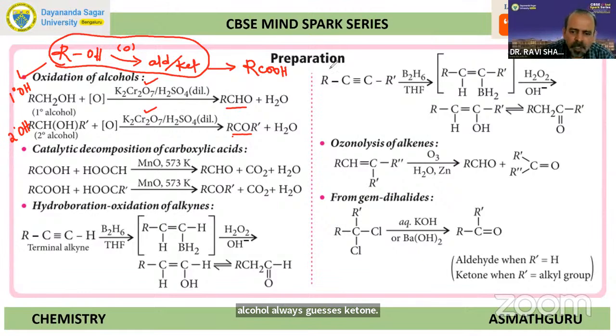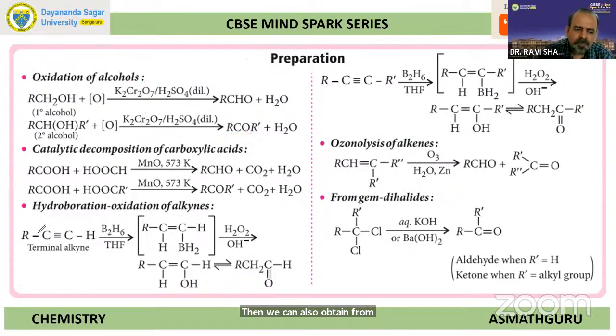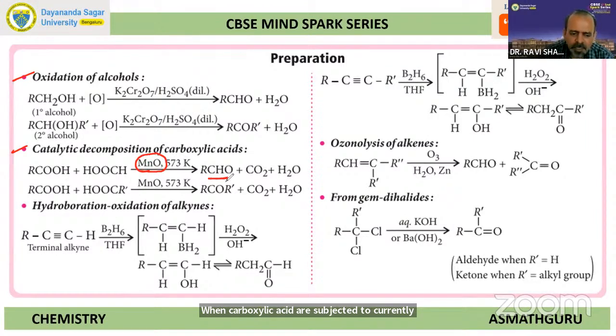Then we can also obtain them from carboxylic acid, by catalytic decomposition. When carboxylic acid is subjected to catalytic decomposition in the presence of manganese oxide as a catalyst, we get aldehyde. In the same way, when we take carboxylic acids and esters in the presence of manganese oxide, we can get ketones.